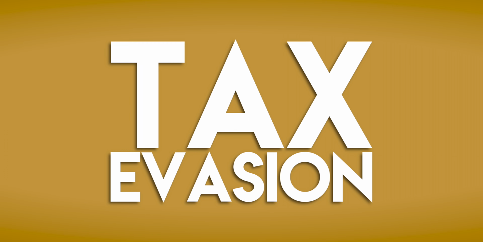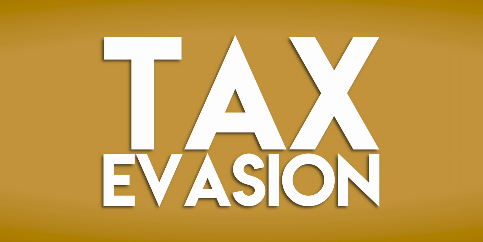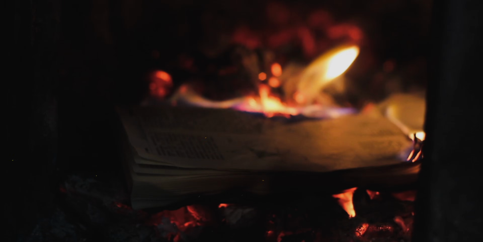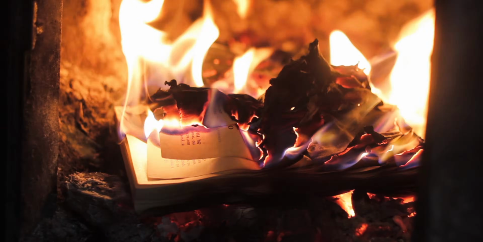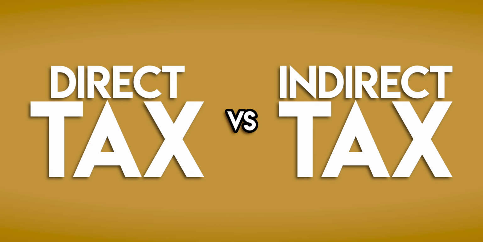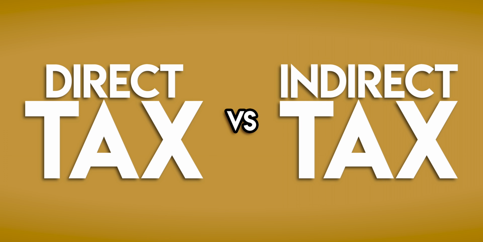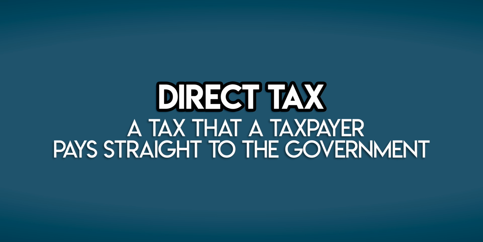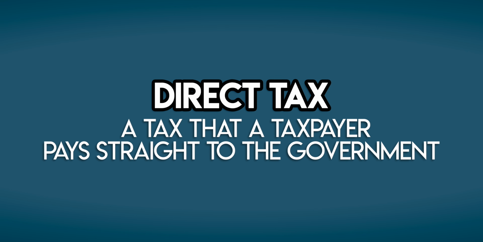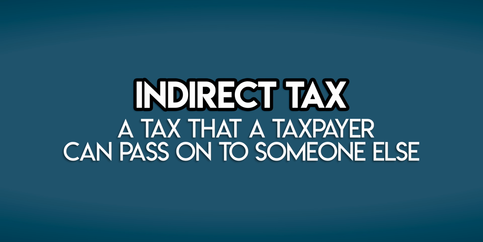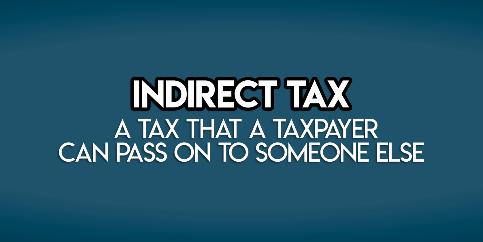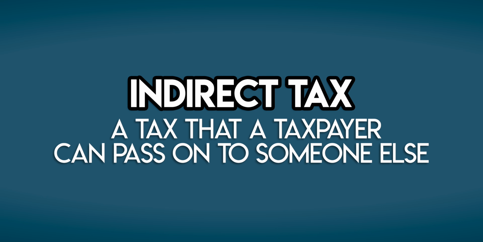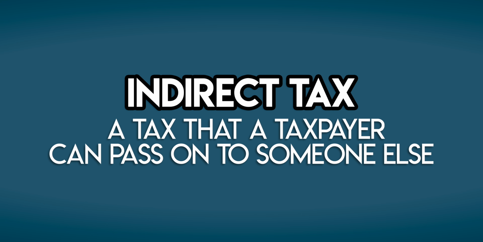The naughty way is to evade tax. Tax evasion can be as simple as not paying your taxes, or perhaps you don't report all of your income. It's illegal, so don't do it. Taxes can also be direct or indirect. A direct tax is one that a taxpayer pays straight to the government, and an indirect tax is one that a taxpayer can pass on to someone else. We'll see examples of both of these in a second.